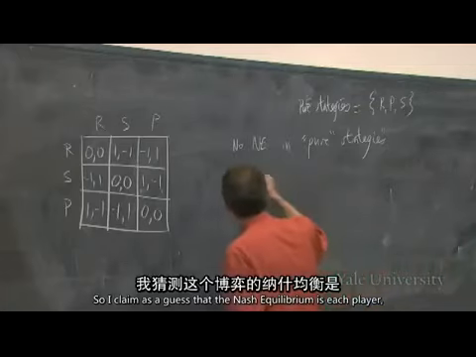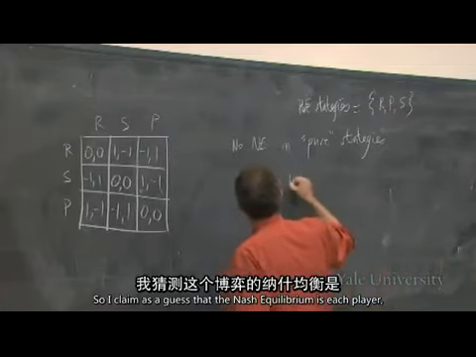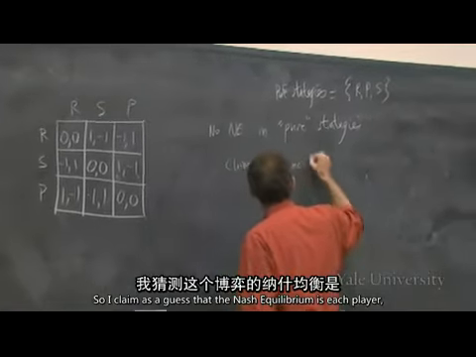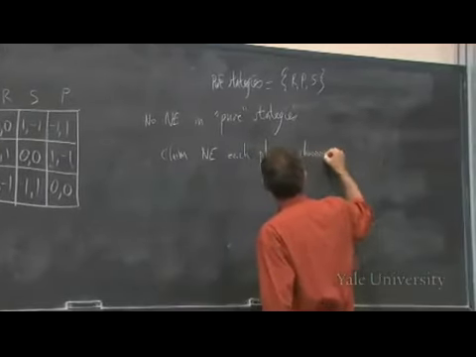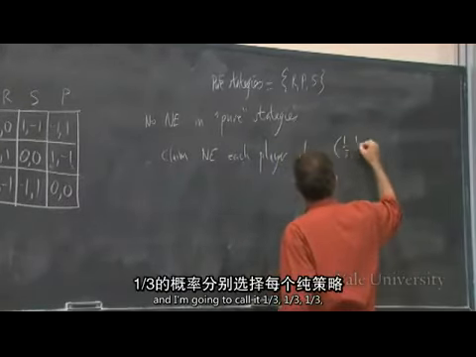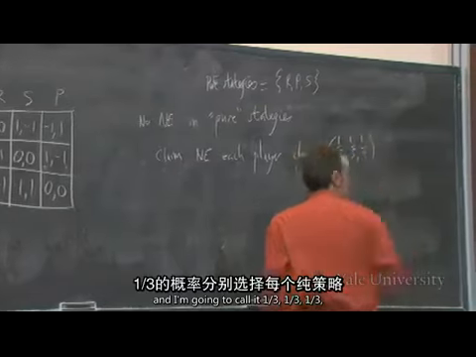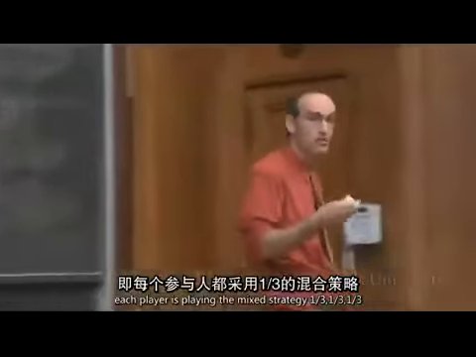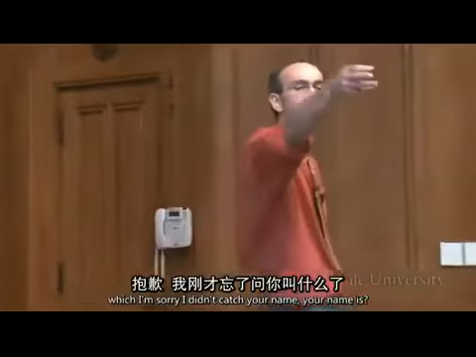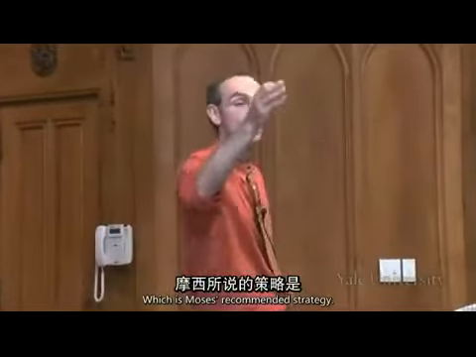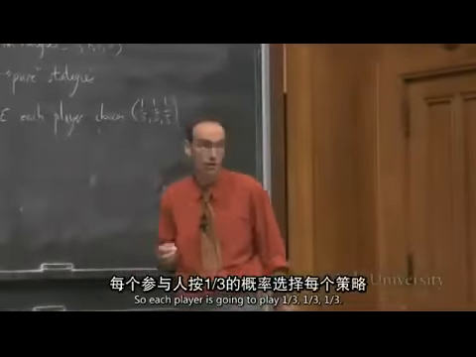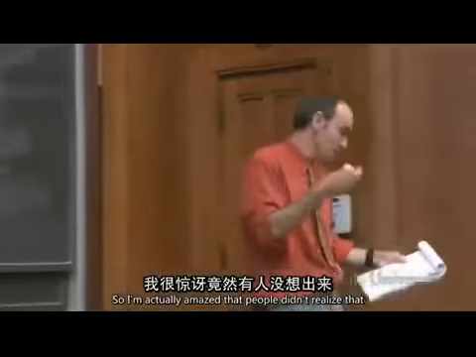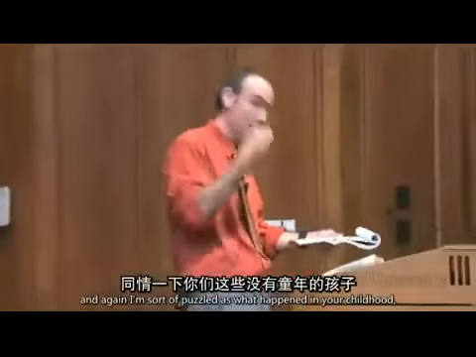So I claim as a guess that the Nash equilibrium is that each player chooses each action with probability a third. Each player is playing the mixed strategy, a third, which is Moses' recommended strategy. All right, so each player is going to play a third. I'm actually amazed that people didn't realize that.